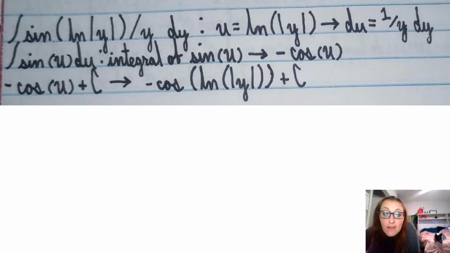Integral sine ln y all divided by y dy. Let u equal ln y, which goes to du equals 1/y dy. Integral sine u du. The integral of sine u is negative cosine u. Negative cosine u plus c is negative cosine ln absolute value y plus c.